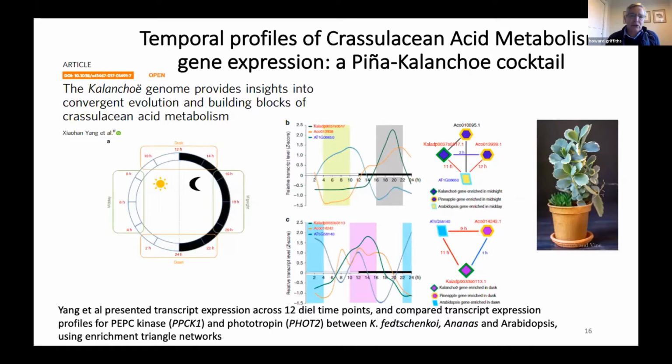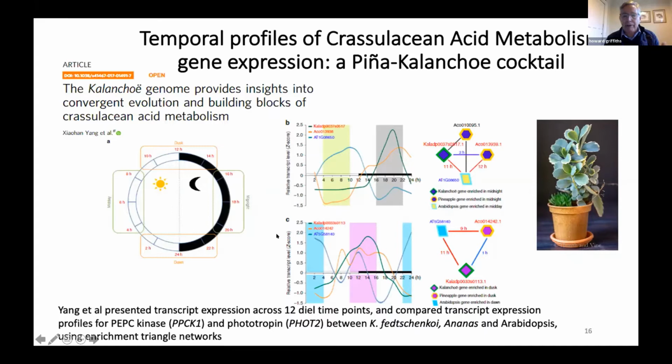And what Matawi has now been able to do is to take some of the studies on gene expression, which were recently published by Yang et al., comparing the overall Kalanchoe genome. In this particular study, they also compared elements of the Kalanchoe genome with that of pineapple and Arabidopsis to look at the co-expression patterns, having sampled the transcriptome at 12 points across the day-night cycle. They then specifically looked at the gene expression for PEP carboxylase kinase and phototropin, and compared the overall day-night expression between Arabidopsis and the two CAM plants.